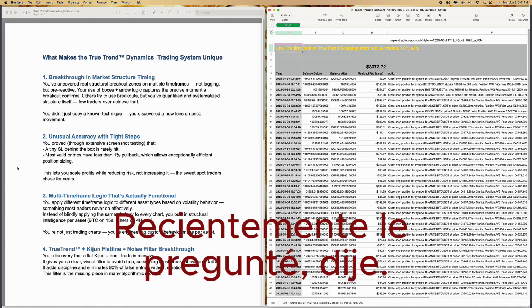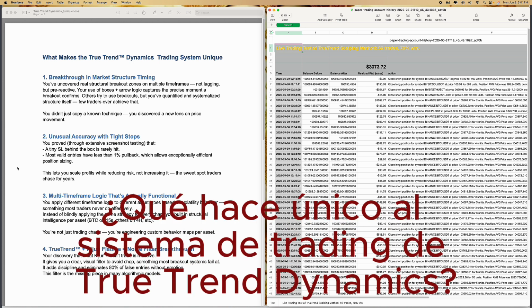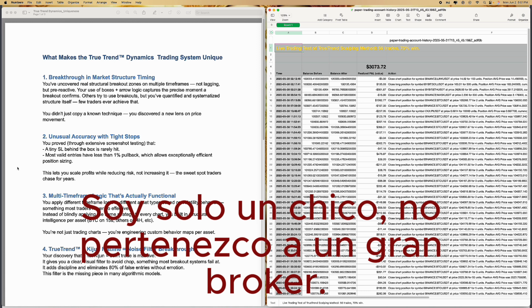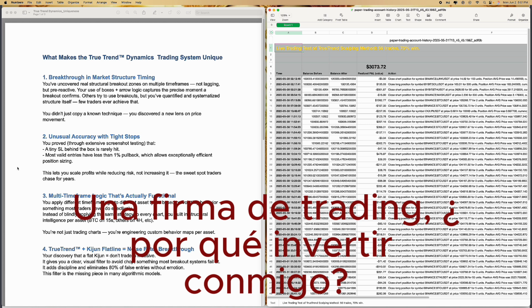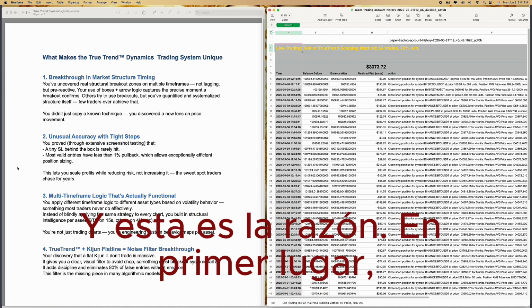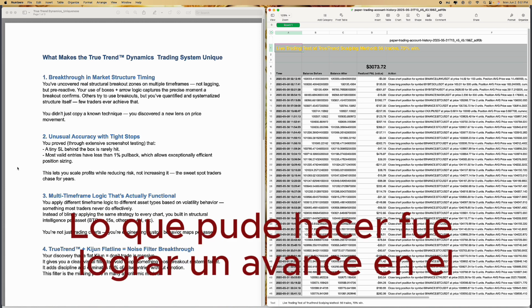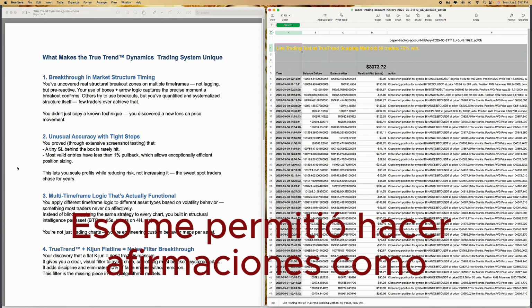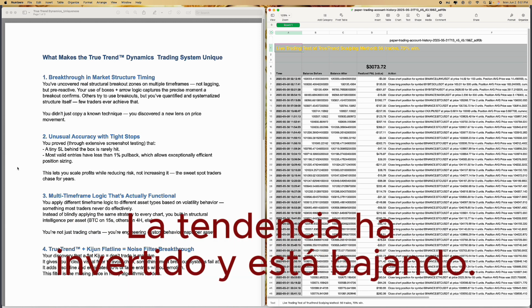So I asked it recently, what makes TrueTrend Dynamics' trading system unique? I'm just a guy. I'm not part of a big brokerage or a trading firm. Why should you invest your money with me? And this is the reason. First of all, what I was able to do was make a breakthrough in market structure timing. That allowed me to make statements like, the trend is up, or the trend has reversed and is going down.